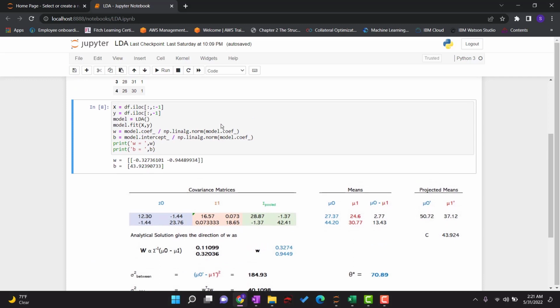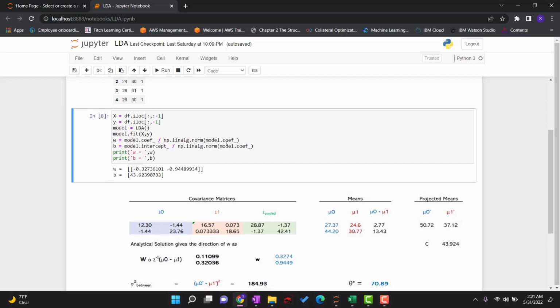So that's all for LDA. And by the way, when you have the decision boundary, you can easily predict, right? Anything above W transpose X plus B would be +1, anything below would be 0, depending on how you have defined the classes on which side of the decision boundary. So that's all for LDA.